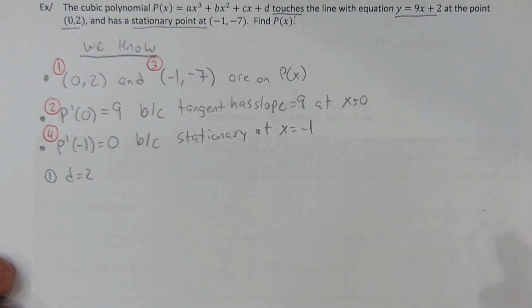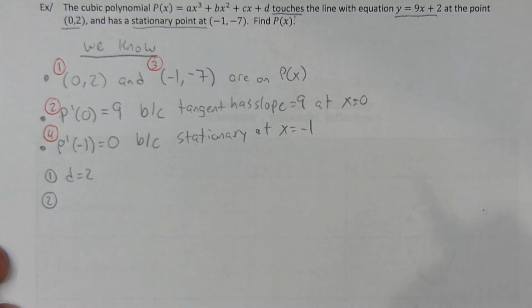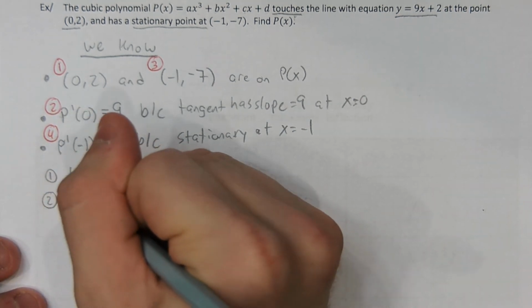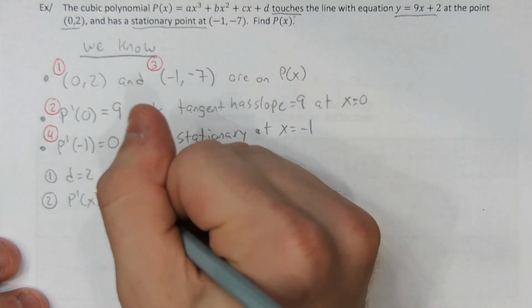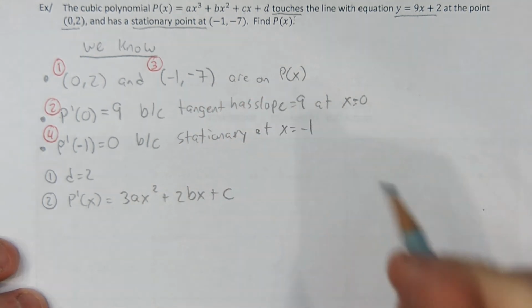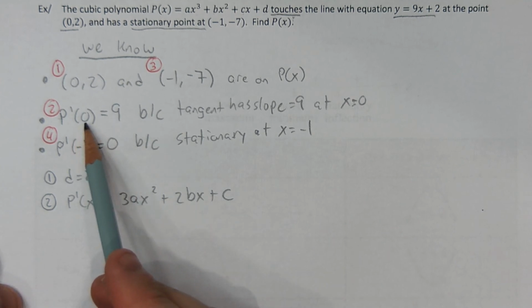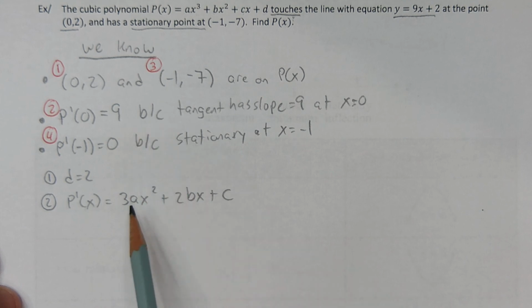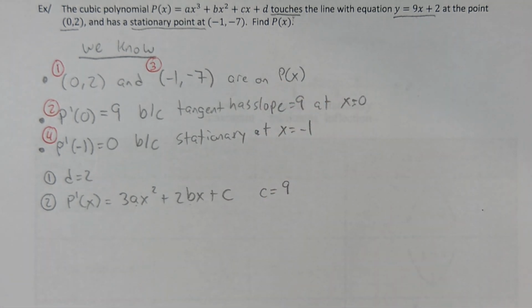Let's work with clue 2. P prime. Well, I guess we'd better find P prime, huh? So P prime of x, and we're just going to use our power rule everywhere we see exponents, gives me 3ax squared plus 2bx plus c. Now it's time to use the clue. If you plug in 0 to this, you get a value of 9. Okay, 0 plus c equals 9. I guess we know c equals 9. So the first two were pretty darn easy, weren't they?